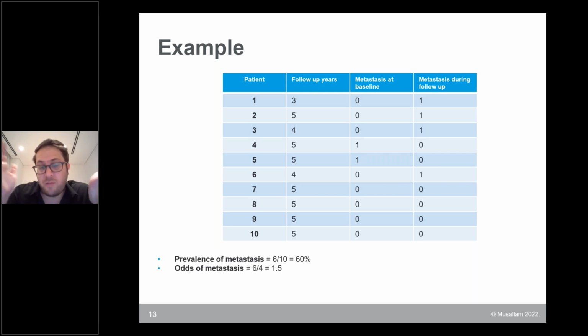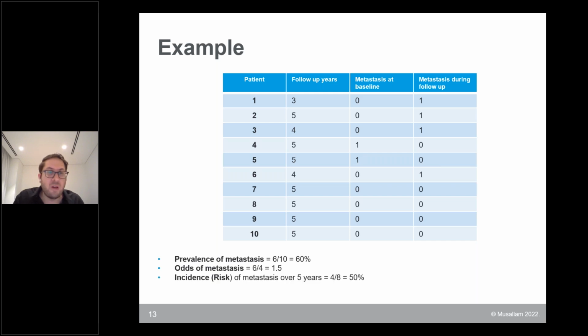If we want to look at odds of metastasis, it's close to the prevalence, but here we're not looking at 6 out of 10, not looking at the positives overall. We're just looking at the positive over those who didn't. So 6 out of 4. So we can say the odds is 1.5. 6 had metastasis, 4 have no metastasis. Again, no relationship to time. It's just across this period, which could be a point in time or like 10 years. But we don't care whether they were there to begin with or they developed it in this period of observation. So the odds is 6 over 4, which is 1.5.